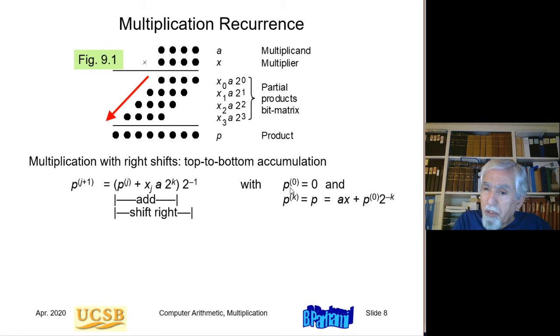Okay, actually, if I don't initialize P0 to 0, but initialize it to some arbitrary value, then the process will give me, so if P0 is 0, the process gives me A times X. Otherwise, it gives me A times X plus P0 times 2 to the minus K. So this is sort of a multiply-add operation in general. If I don't initialize it to 0, but to some arbitrary value, okay, this will be the additive term that will be added to the product at the end.